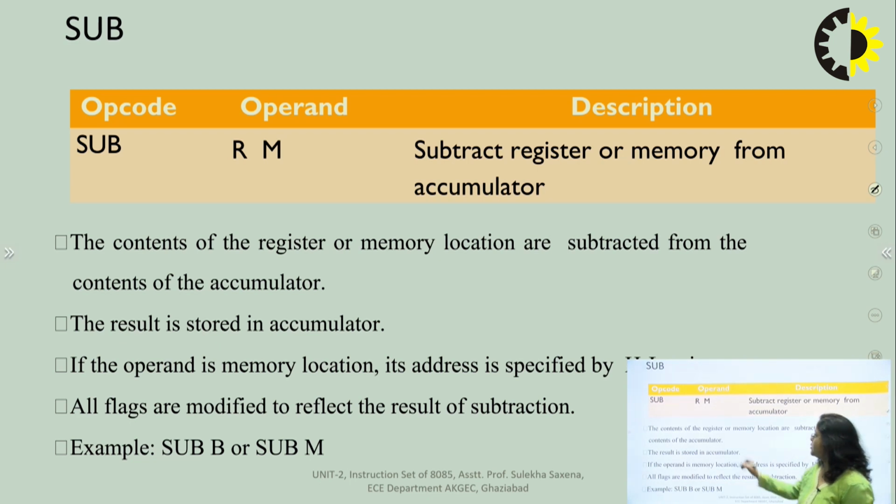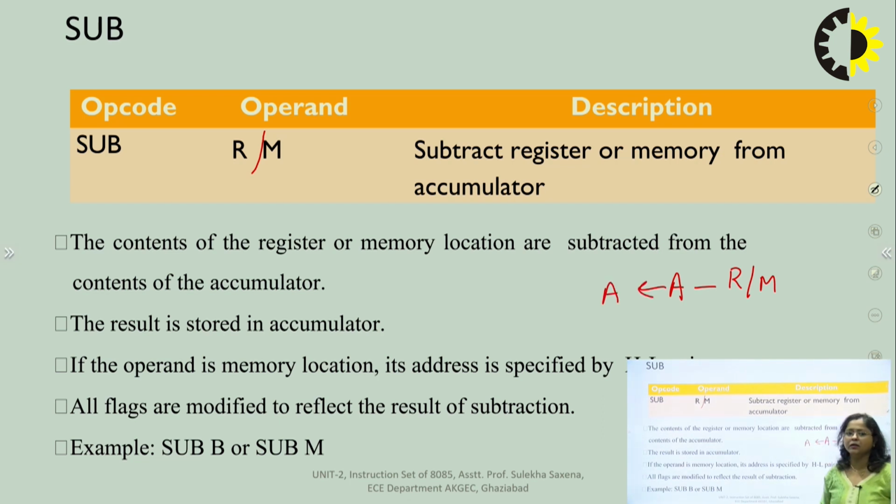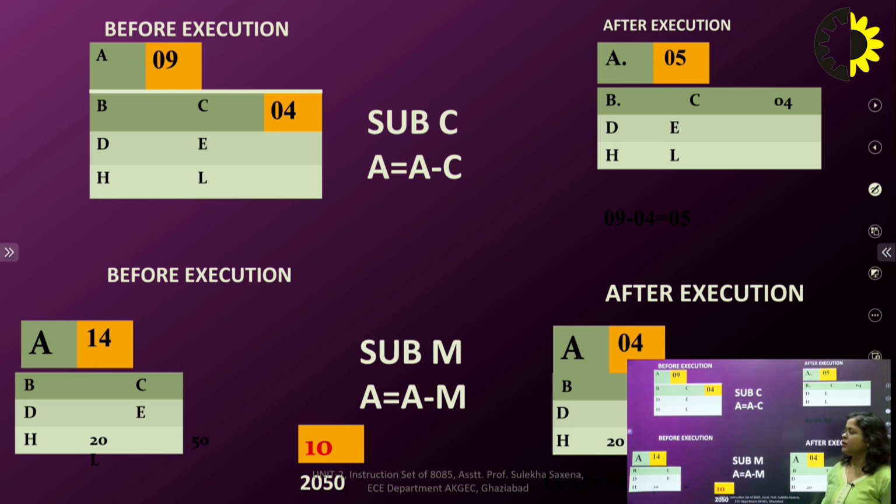Let's take SUB R or M. In this case, this instruction will subtract the register or memory value from accumulator and store the result in accumulator. For example, if we write SUB C, this instruction will subtract C from A and save the result to accumulator. So before execution, let accumulator be 09, C register be 04. So after execution, the value will be 9 minus 4, that is 05.